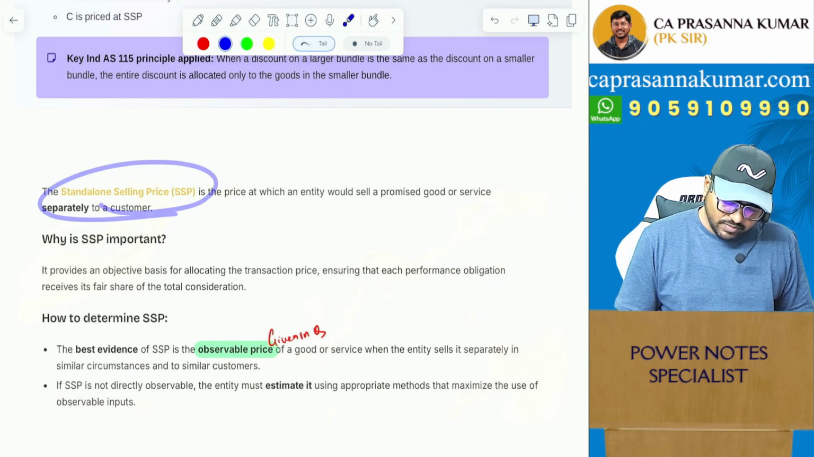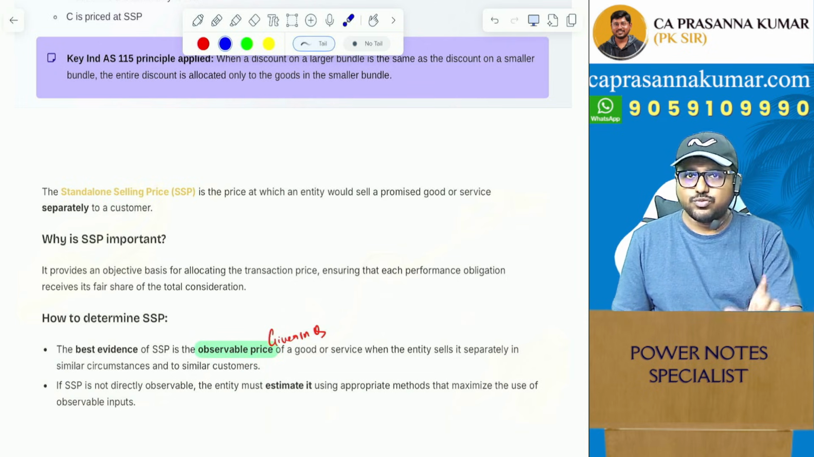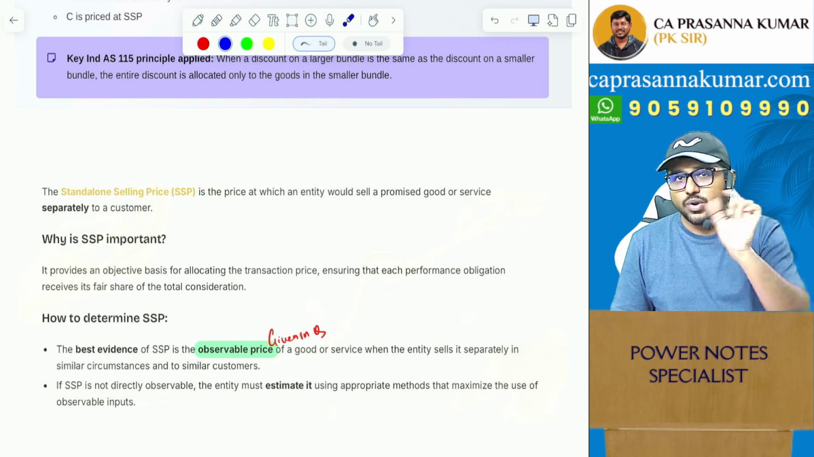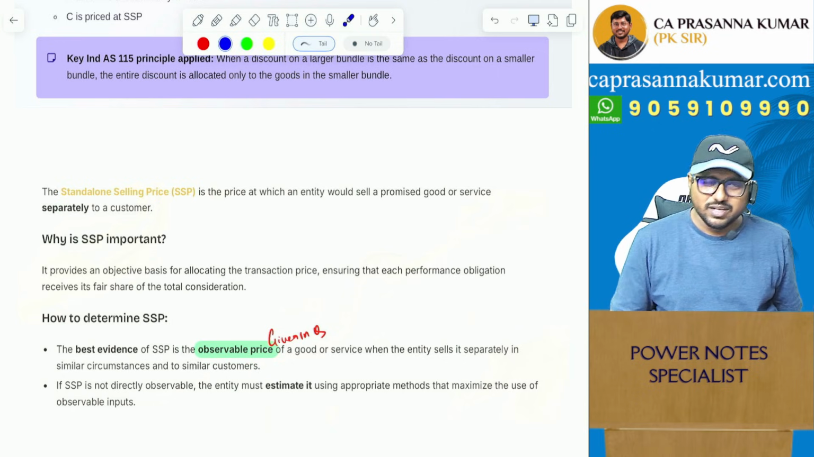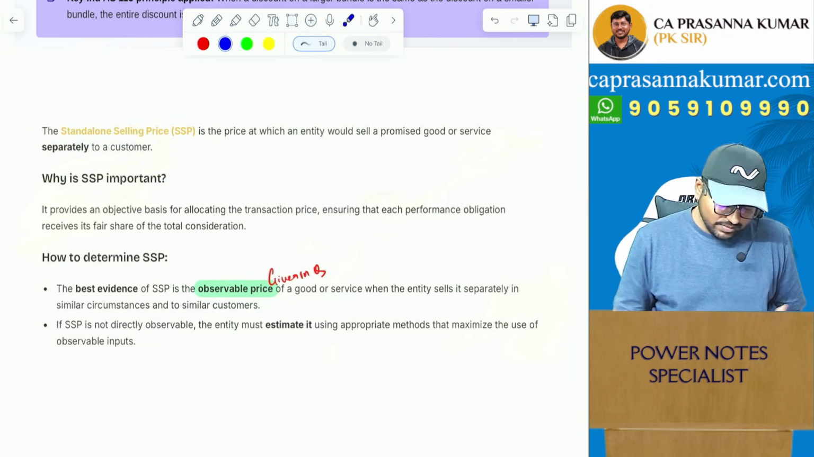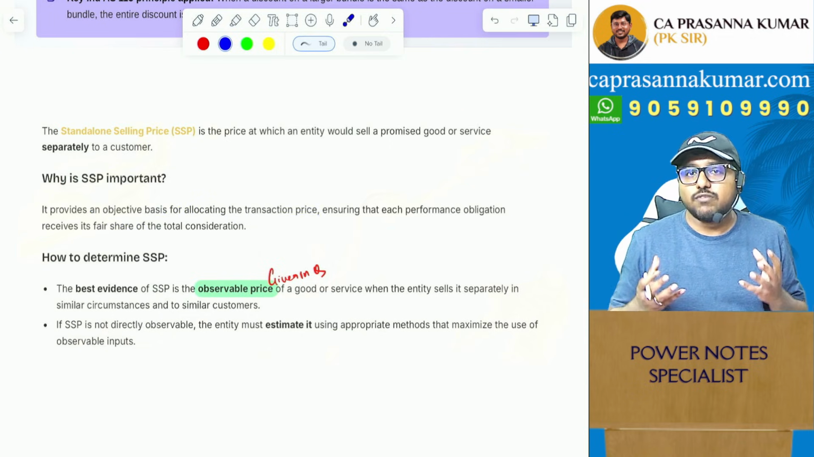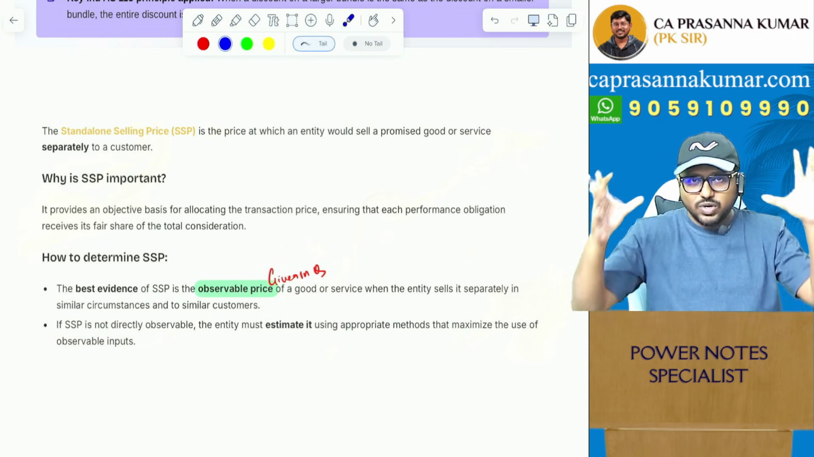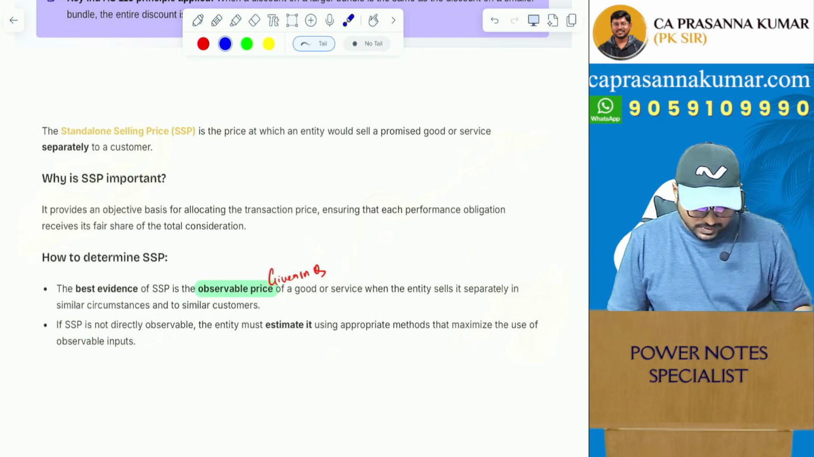Standalone selling price is the price at which an entity would sell a promised good or service separately to the customer, individually. That's why it is called standalone. Alone, separately, individually, it will be sold to the customer, either a good or service. Okay. Why is SSP important? Because it's a fair price, as simple as that. It provides an objective basis for allocating the transaction price, ensuring that each PO receives its fair share of the total consideration. That's why the total transaction price is allocated in the ratio of SSP.